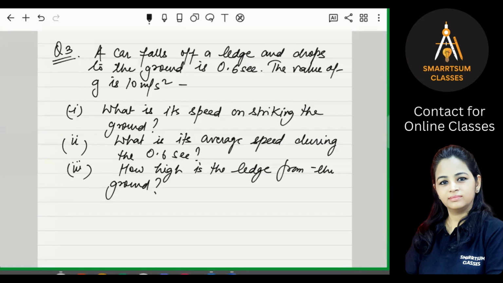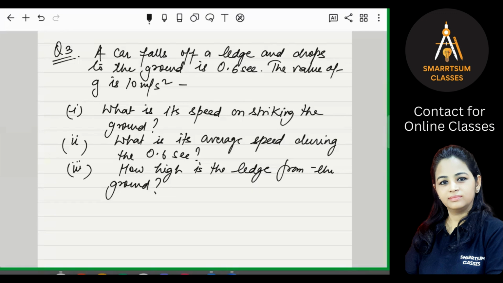So let's see how to solve the question using these equations of motion in the case of free fall. Just look at this question number 3. A car falls off a ledge and drops to the ground in 0.6 seconds. The value of g is 10 meter per second square, taken to simplify the calculation. Now you have to find the speed on striking the ground.